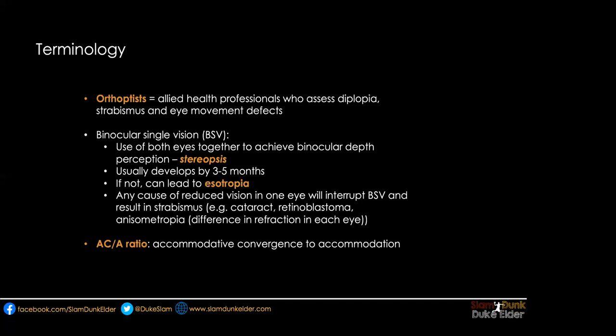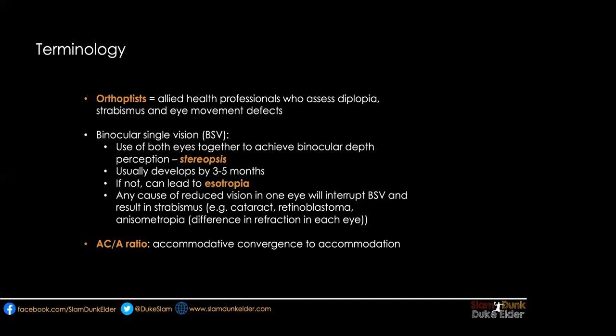But essentially, any reduced vision in one eye can interrupt your binocular single vision and result in a strabismus, in a squint. So lots of different causes for a dysfunction in this. And the last term that I want to just be aware of is the ACA ratio. So this is your accommodative convergence to accommodation ratio.